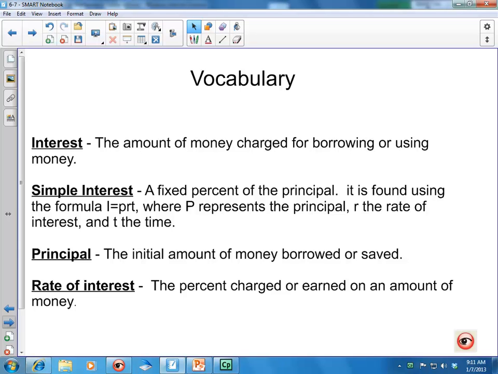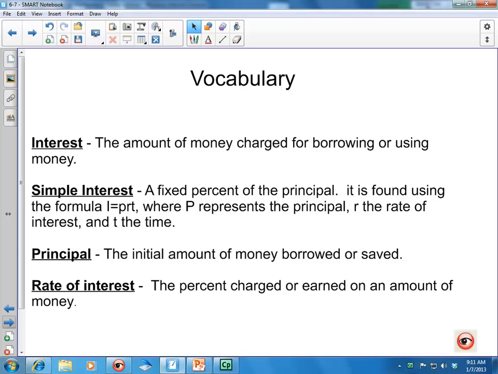Our first vocabulary word here is interest, which is the amount of money charged for borrowing or using money. If you use a credit card, the credit card companies charge you interest. If you ever get a bank loan, or a mortgage to buy a house or a car or something like that, they charge you interest. That's, I guess, the fee that the bank charges you for loaning you money.